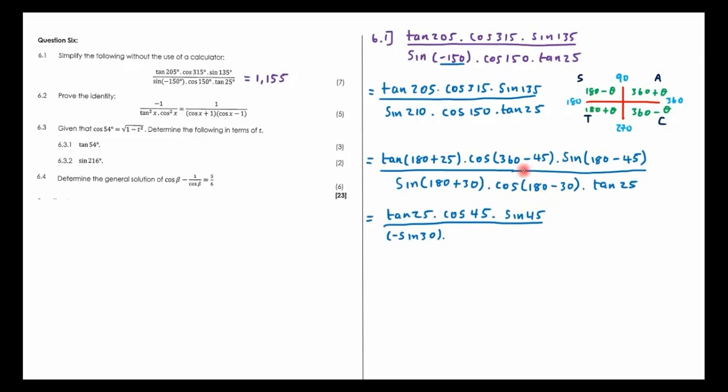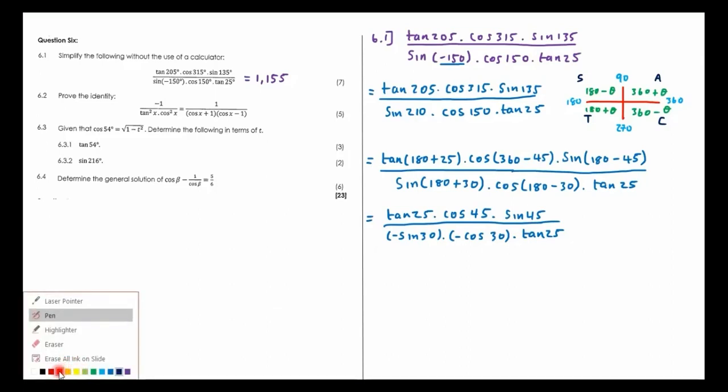180 minus, second quadrant, is cos positive there? No, so I'm going to write it as negative cos 30 times tan 25. Now notice here that everything has been reduced and all the angles are between 0 and 90. Then now it's just going to be simplifying, right? Now how do we simplify?